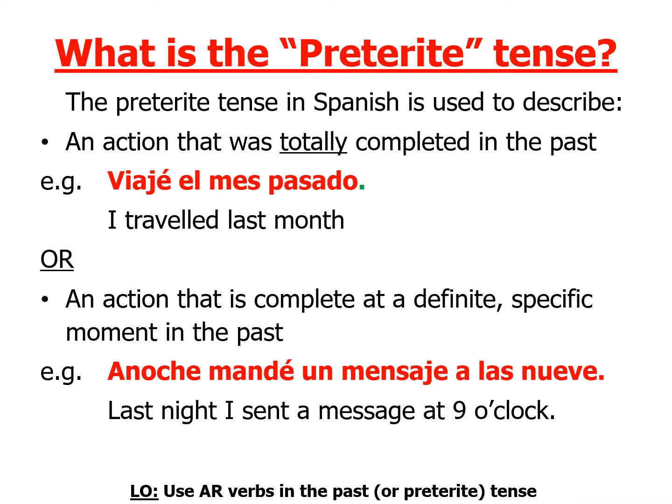What is the preterite tense? The preterite tense in Spanish is used to describe an action that was totally completed in the past. For example, viajé el mes pasado. I travelled last month. Or an action that is complete at a definite, specific moment in the past. For example, anoche mandé un mensaje a las 9. Last night I sent a message at 9 o'clock. Pause the video and note down all of the text into your classwork.